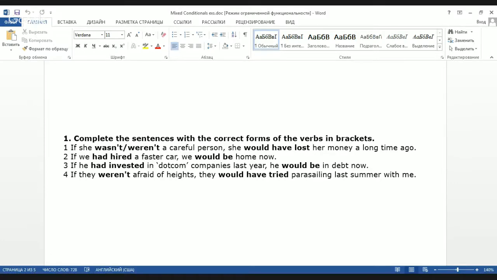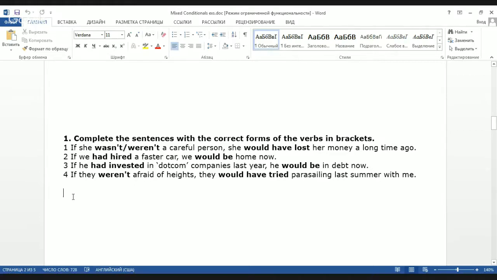Past situation, third conditional. If we had hired a faster car in the past, we would be home now. This is our present. If he had invested in dot-com companies last year, he would be rich now. Again, this is had invested, past situation, would be rich now, present. If they weren't afraid of heights, they would have tried parasailing or paragliding last summer with me. So this is our present situation in general. They would have tried. This is last summer, it happened.